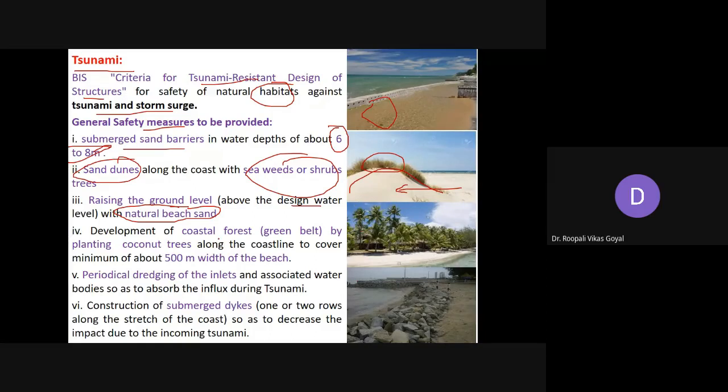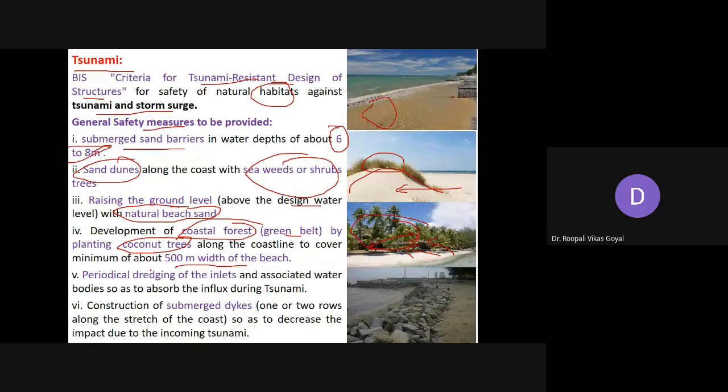Then you can also develop a coastal forest, so you can have a green belt. Generally you see that near beaches, coconut trees are planted. So this green belt, by planting coconut trees along the coastline to cover a minimum of about 500 meter width of the beach, will also protect the area from the high rise during a tsunami. So they can protect that coastal region if there is any house there. That is the reason why you can see many coconut trees near beaches.